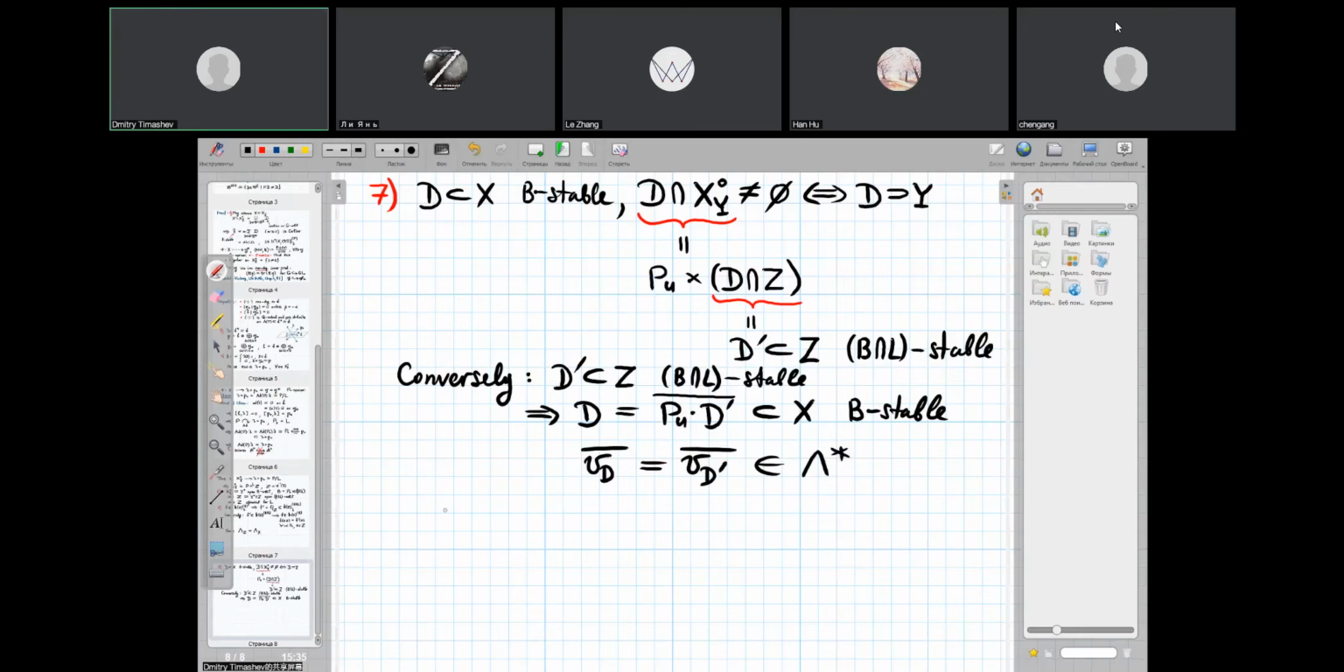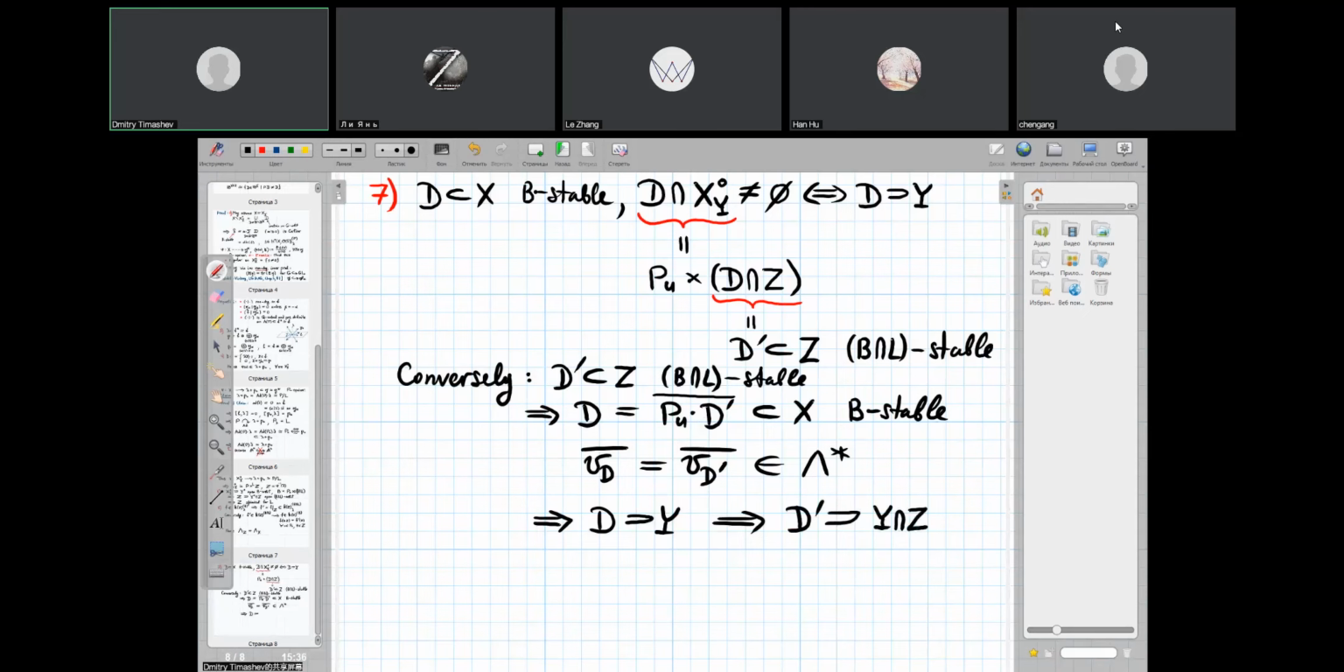In particular, this implies that the divisor D contains the divisor D constructed in this form. The divisor D constructed by this PU span intersects the open B chart, therefore it contains Y. And this implies in turn that D prime contains Y intersect with Z.